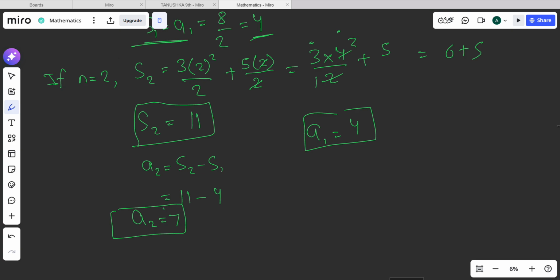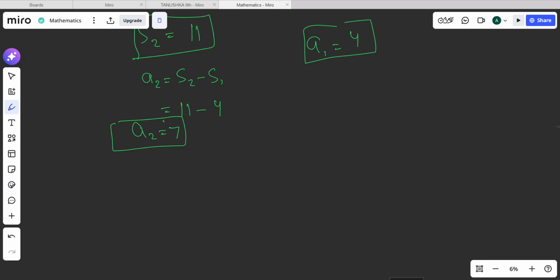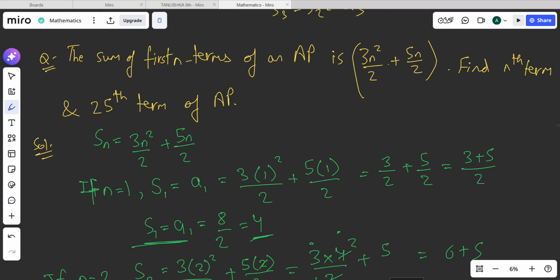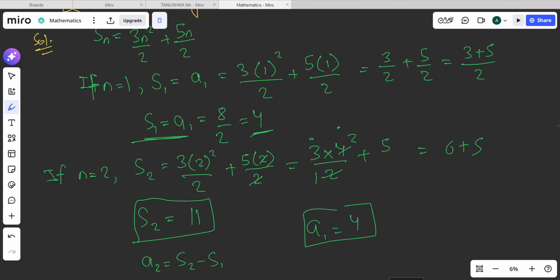In order to find out any other term of the AP, or even the nth term of the AP, I need to find the common difference. So the common difference, which is D, is equal to A2 minus A1. So common difference is 7 minus 4 and D equals 3. Now whatever they have asked me to find, what was it? Let's check. The question says find the nth term and the 25th term of the AP.